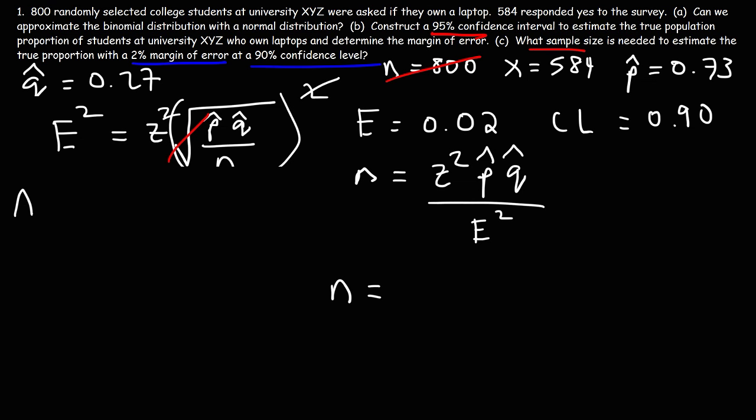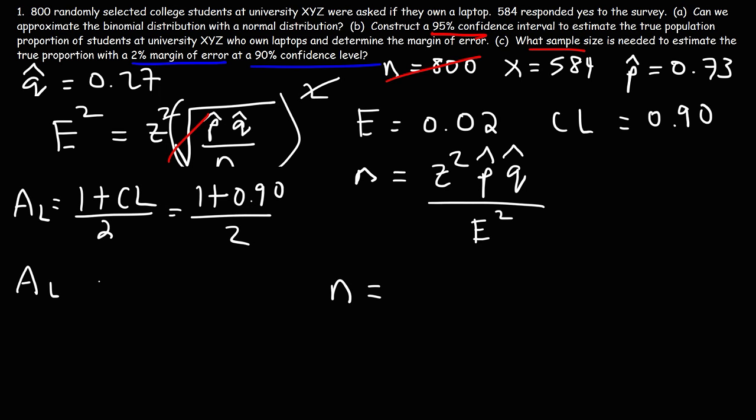So first, let's find the area to the left using this formula: 1 plus the confidence level, divided by 2. The confidence level is 0.9, so this becomes 1.9 divided by 2. So the area to the left is 0.95.